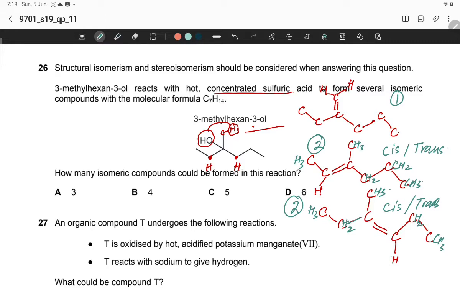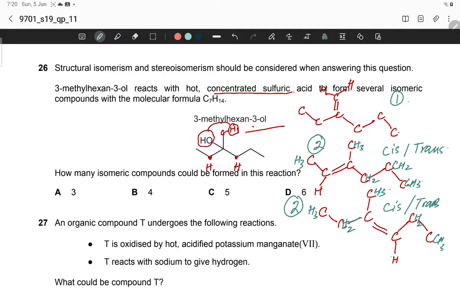Because when sulfuric acid reacts with this compound, there are three possible structures formed. This is only one structure, that is structural isomerism, and this is over here. For this structure there are two possible structures, cis-trans isomers, geometrical isomers. Because in cis-trans isomers there should be a double bond. The condition is there should be a double bond, and each double bonded carbon must have two different groups.